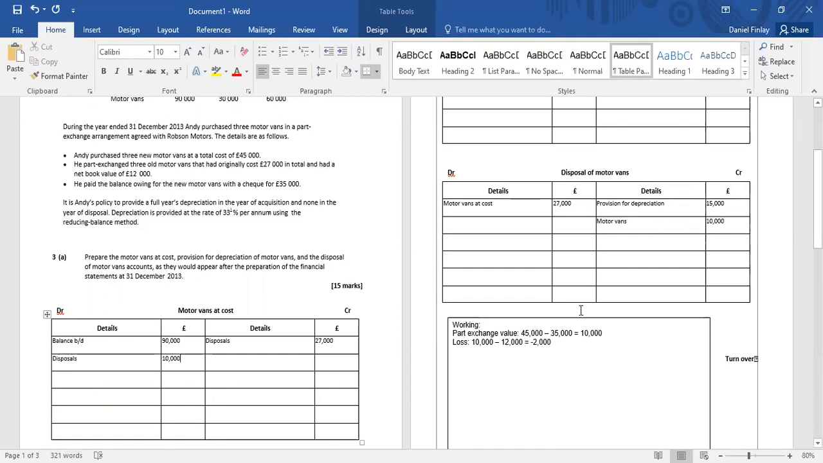Now, if you look, we know £2,000 has gone one side. So I look on this side, I've got 27,000. This side, I've got 25,000. So that means the 2,000 has to go on this side. And that makes sense because it's an expense, and it's going to get sent to the income statement. So now all we need to do is balance both sides.